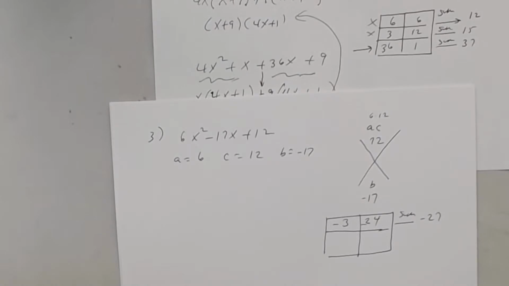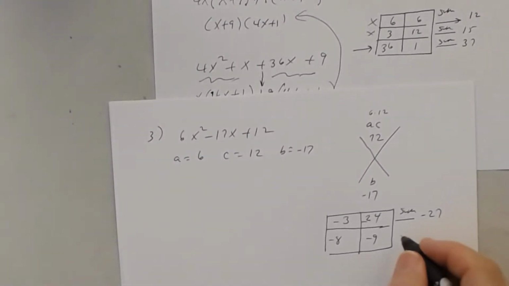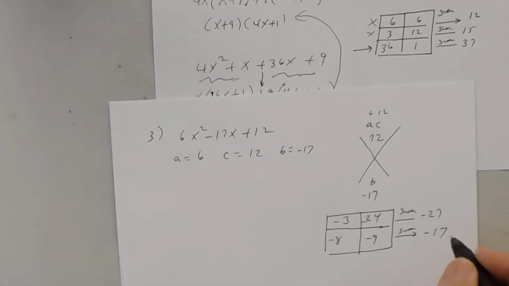Negative 8, negative 9. Y'all agree? So you got to come up with some pairs of numbers that gives you that product. And now you check the sum. So what's a negative 8 and a negative 9? And that's what you wanted. So that's the one I'm going to use. So I'm going to use negative 8 and negative 9.